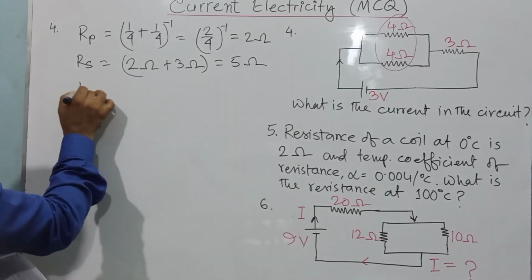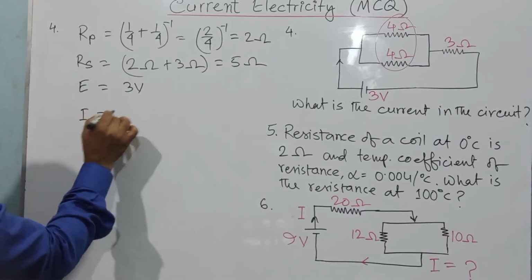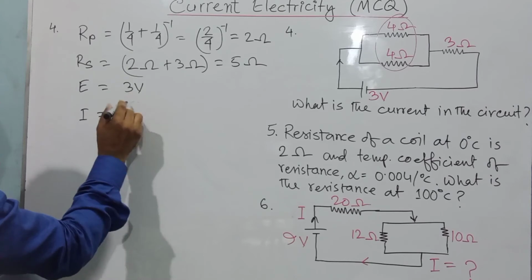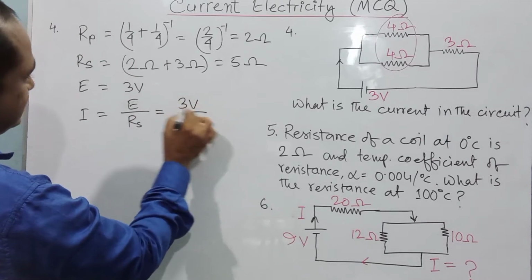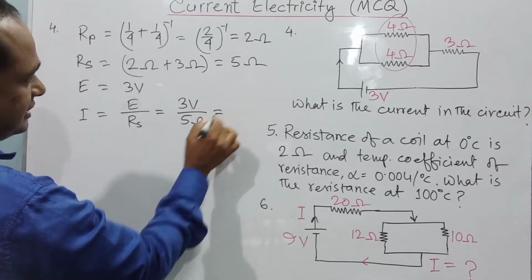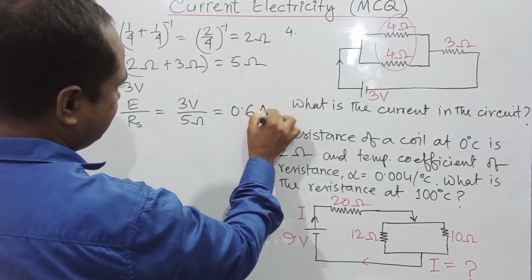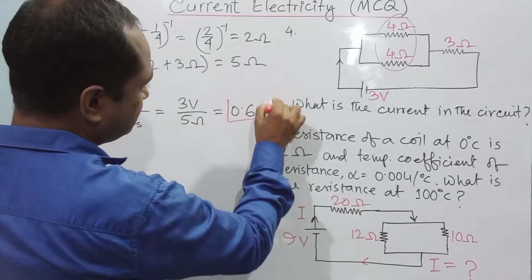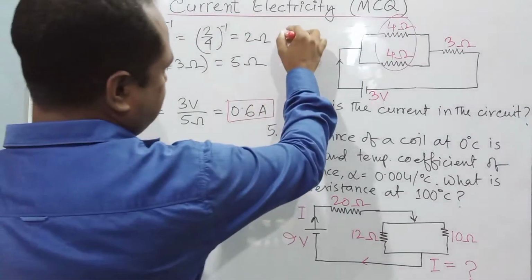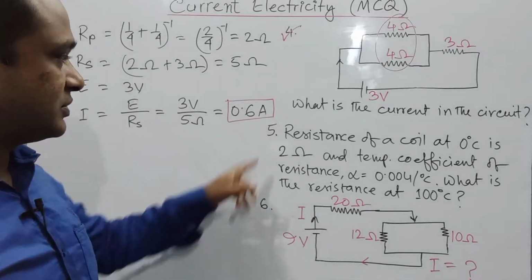Electromotive force of the cell E is equal to 3 volt. So the current I is equal to E divided by Rs. Here E is 3 volt, R is 5 ohm, and after the calculation we will get 0.6 ampere. The unit of current is ampere. So this is the result of question 4, right? Now we are going to solve question number 5.